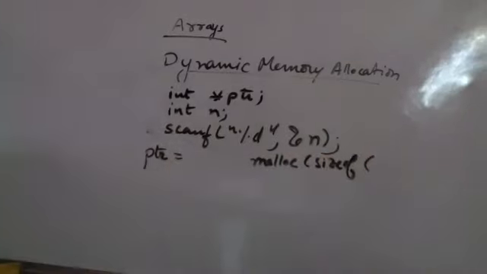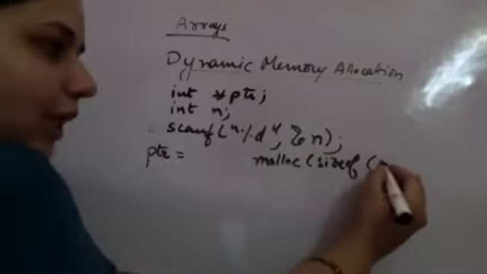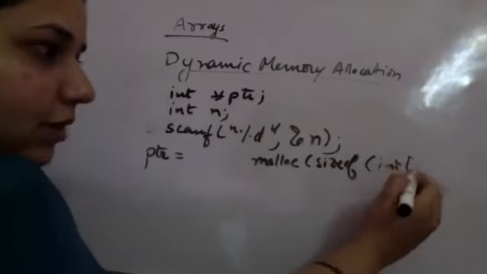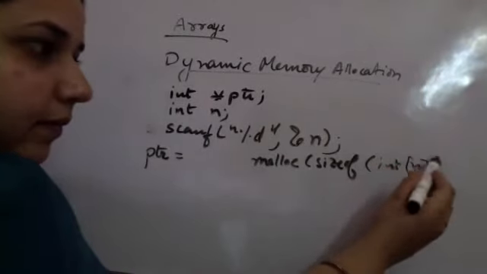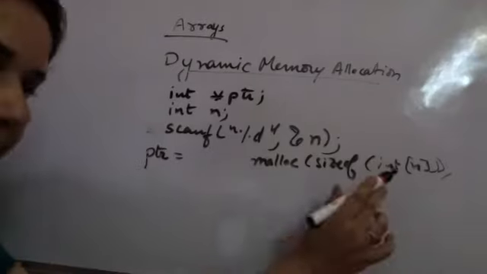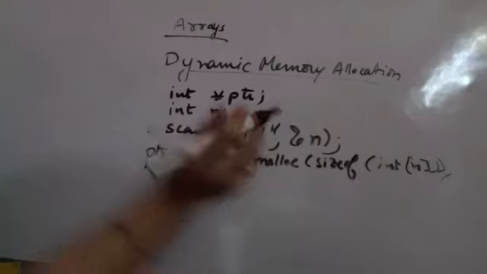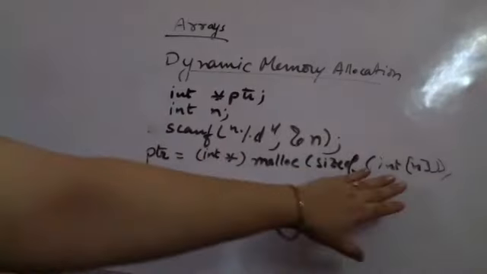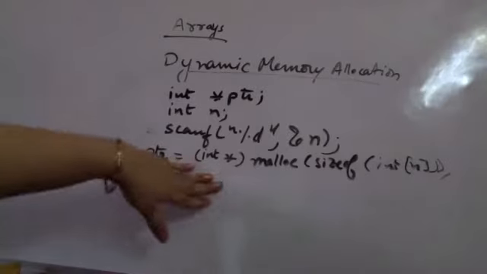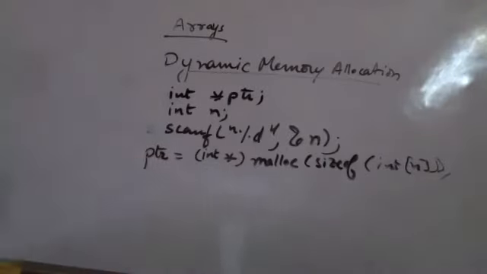Now you have to mention how many bytes you want to allocate here. How do you mention the size of an integer? You can say sizeof(int), and you can even multiply it by n over here. After that, you have to typecast this into an integer pointer. So that many locations are allocated, and after typecasting into an integer pointer, you can store this into the pointer. So this is how dynamic memory allocation would work.